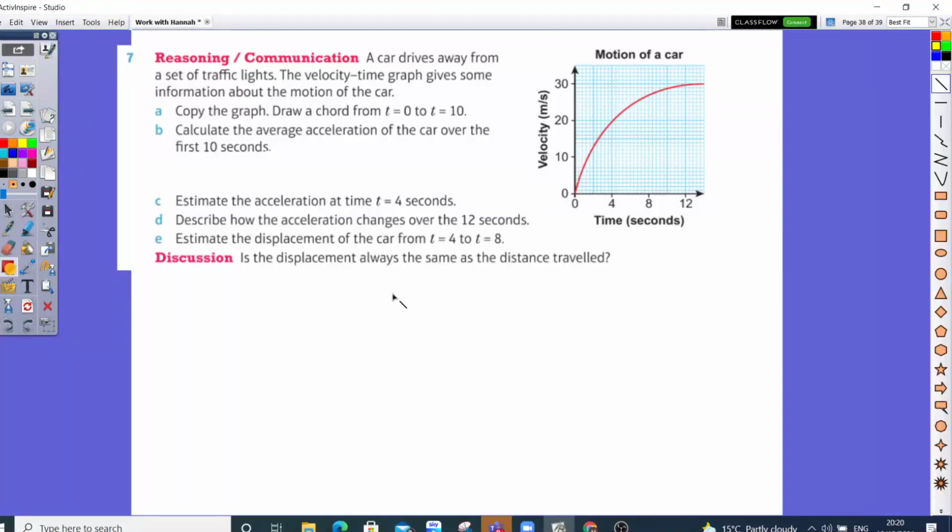This is a grade 9 star question. It goes, a car drives away from a set of traffic lights. The velocity time graph gives some information about the motion of the car. So, first of all, copy the graph, draw a chord between 0 and 10.